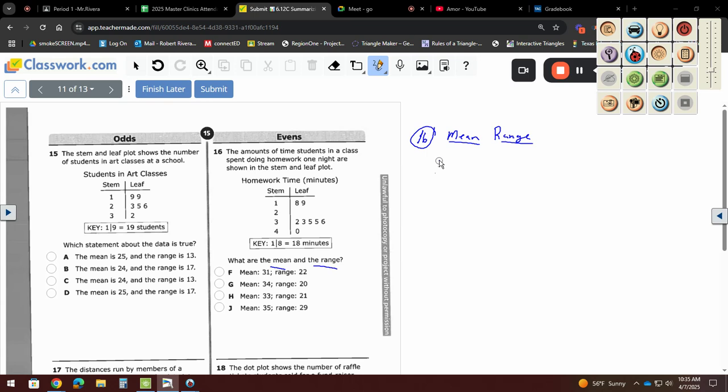Range. What do you need for range? The greatest and the least. So what's the greatest in the stem and leaf part here? 40. See here, it's 40. And what's the least? 18. And what do you do for range? This is for range. I subtract. This guy becomes a 10. This guy becomes a 3. 10 minus 8 is 2. 3 minus 1 is 2. So the range is 22.